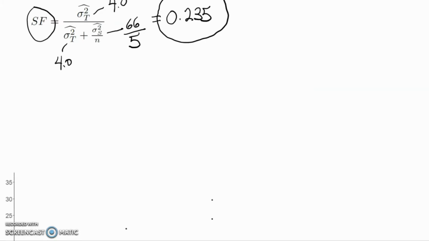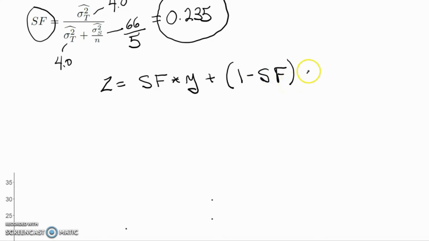And the way we're going to do that is we're going to use the following formula. And the following formula is Z is going to be equal to SF times Y plus 1 minus SF times y bar. So, what are these things going to be? Z is going to be our shrunken mean, our new mean.